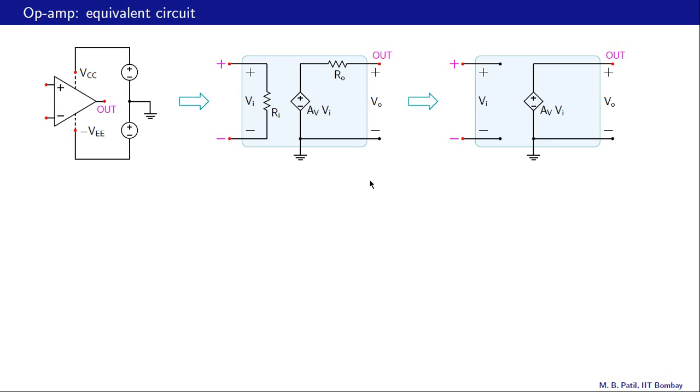The equivalent circuit of the op-amp can be further simplified, because this input resistance is generally a large resistance and this output resistance is a small resistance. So let's say this is very large, ideally infinite, and then we don't have the resistance here, we just have an open circuit. And let's say this is small, ideally 0, and then we don't have a resistance here, just a short circuit. And this equivalent circuit is often used, and it does explain very well the operation of most of the op-amp circuits.